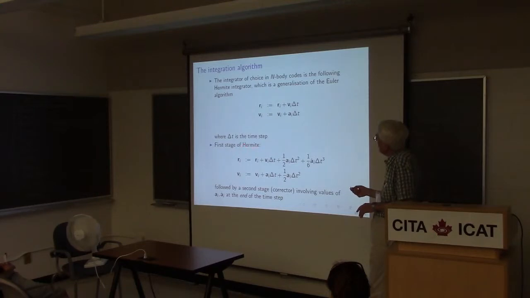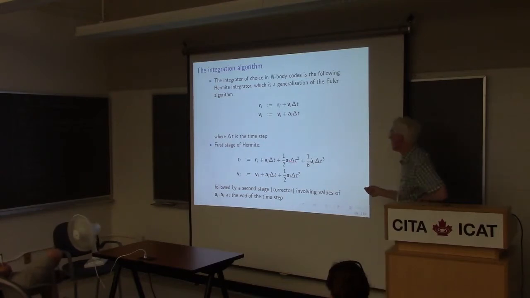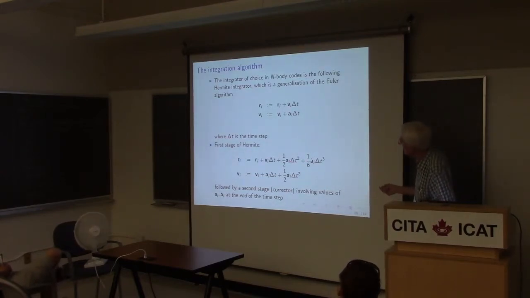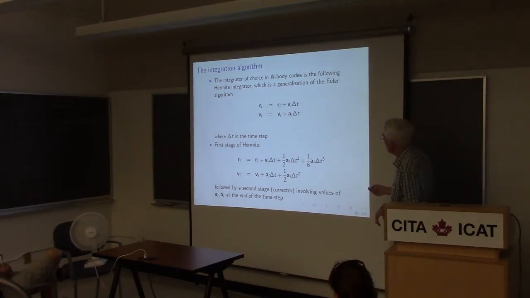The integration algorithm of choice is this so-called Hermite integration. It was actually sort of reinvented by a guy called Jun Makino. And it's an elaboration of your basic Euler algorithm for advancing the position and velocity of particles with a time step delta t. It includes, however, a couple of extra terms in what you obviously see is a truncated Taylor expansion of the position of a particle after time delta t compared with its initial position.